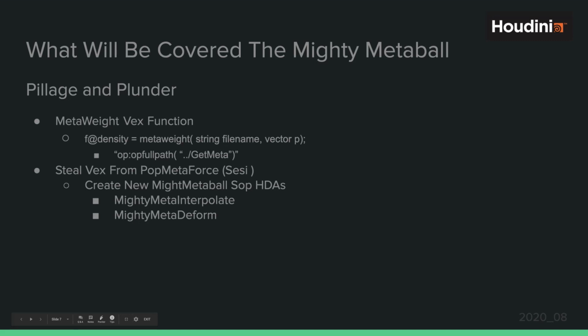After that, we're going to pillage and plunder. I'm going to give you a quick example of how you can use the meta weight function in Vex to get a density attribute quickly from a meta field. Then we're going to take a look at Ceci's own pop meta force, which has an elegant and beautiful implementation of a metaball loop. And we're going to take that and we're going to create two SOP HCAs, a mighty meta interpolate and a mighty meta deform.